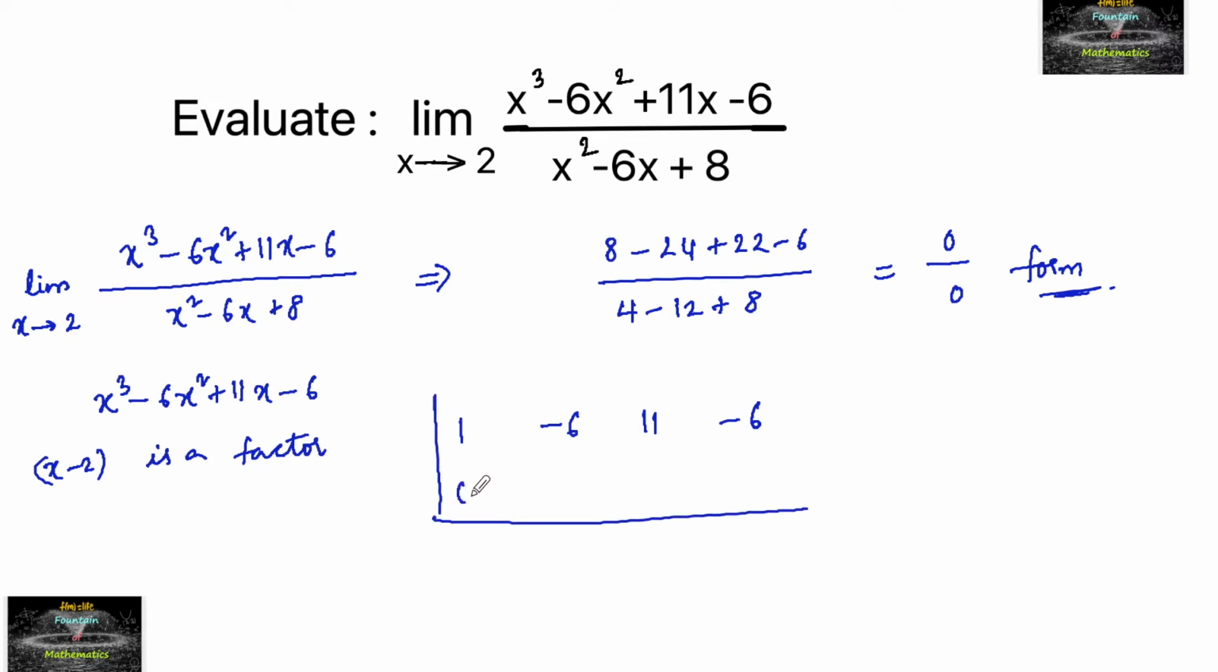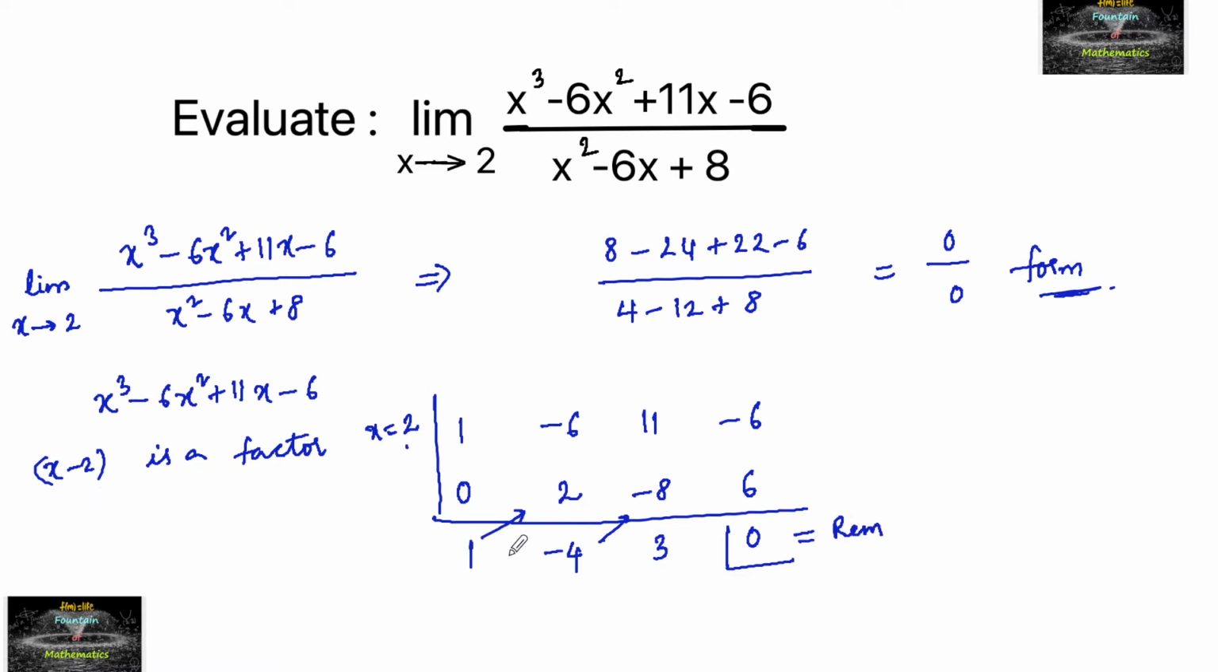Initially put 0 here. Since x − 2 is a factor, we take x = 2. 1 plus 0 is 1. Then 2 times 1 is 2. −6 plus 2 is −4. Again 2 into −4 is −8. 11 minus 8 is 3. 2 into 3 is 6. −6 plus 6 is 0. We get 0 as the remainder.